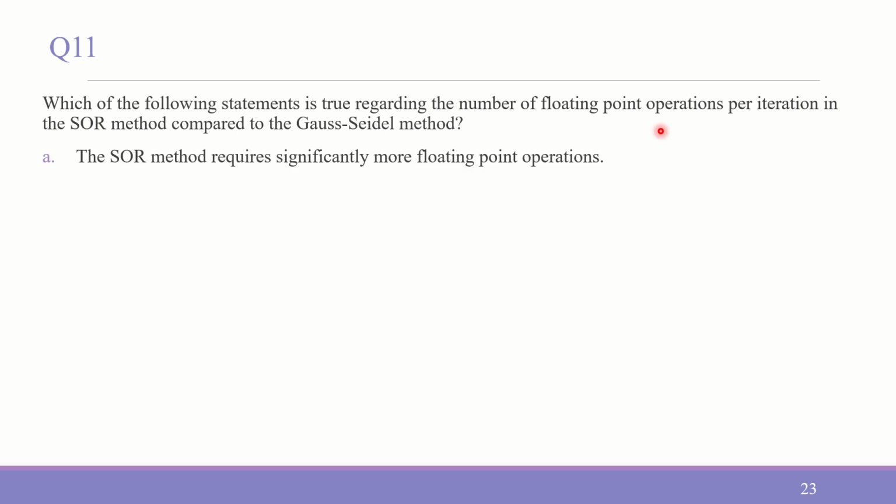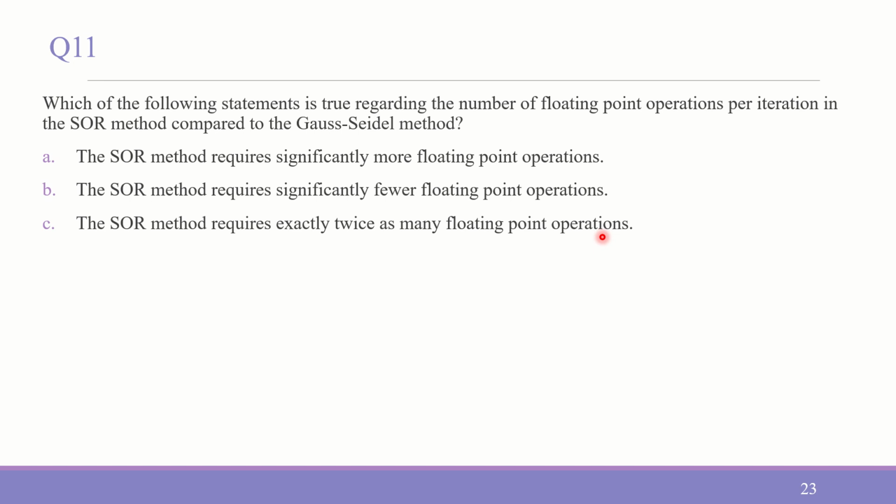Option A: the SOR method requires significantly more floating point operations. Second one: the SOR method requires significantly fewer floating point operations. Third one: the SOR method requires exactly twice as many floating point operations. Option D: none of the above.